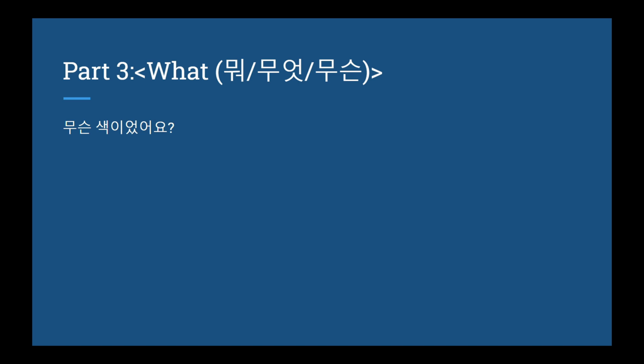Let's look at 뭐. 뭐 takes place of something unknown. So here, 뭐 먹었어? What did you eat? What you ate is unknown. So the answer could be chicken or hamburger or anything else really.